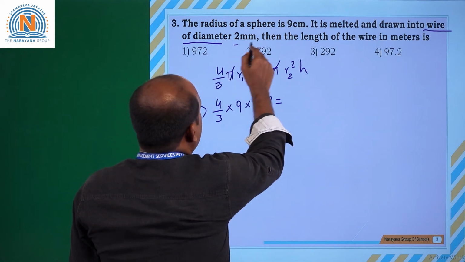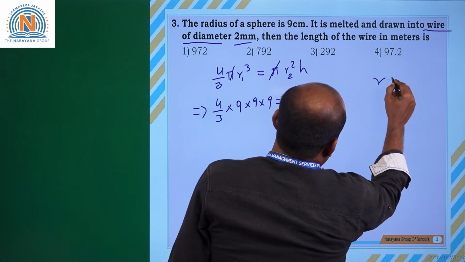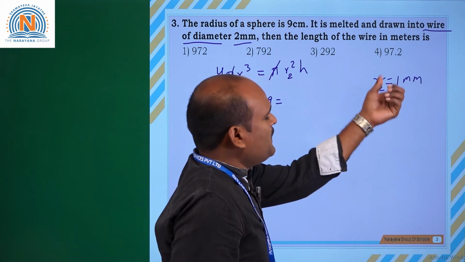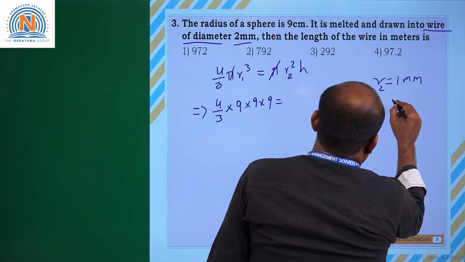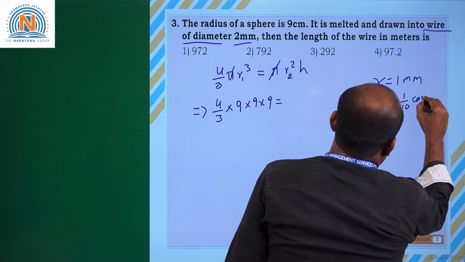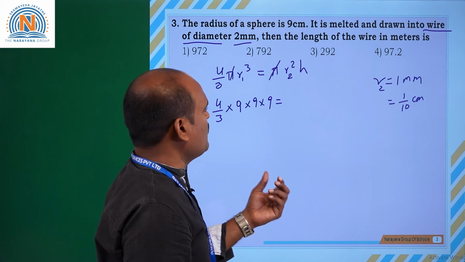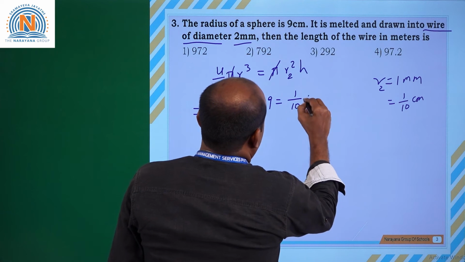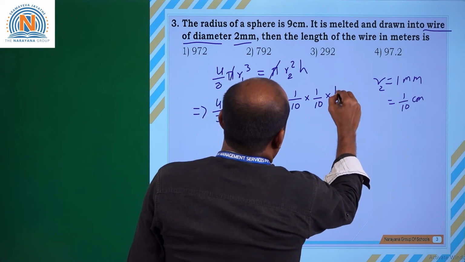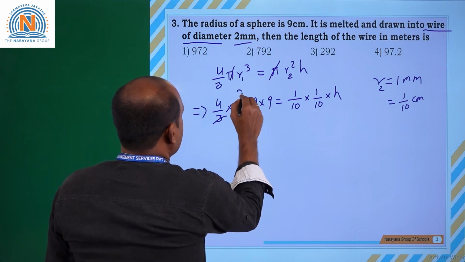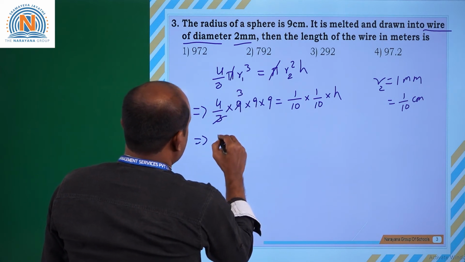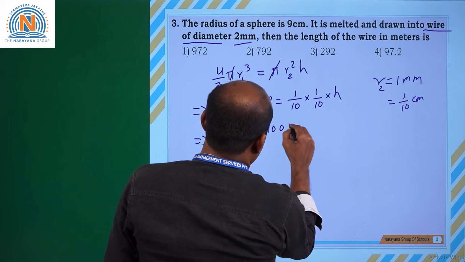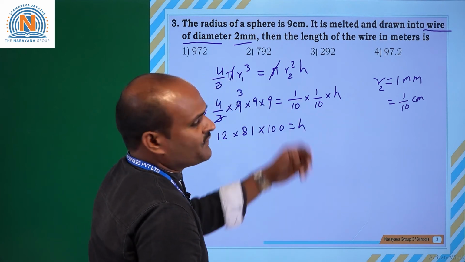So the diameter of the wire is given as 2 mm. So the radius r2 is equal to 1 mm. This 1 millimeter converted into centimeters is 1 by 10 centimeters, right? So the radius of the cylinder is 1 by 10 centimeters, that is 1 by 10 into 1 by 10 into h. So 3 4s are 12, 9 9s are 81. If you cross multiply, into 100 is equal to h. h is nothing but the length of the wire.